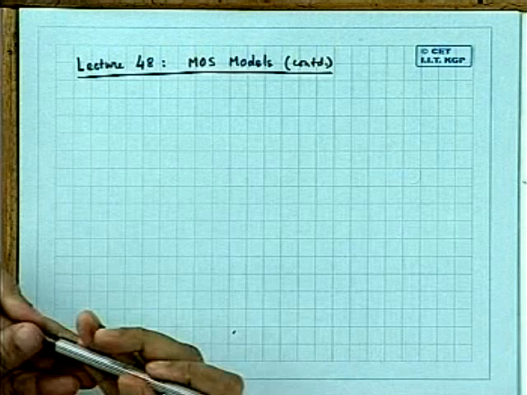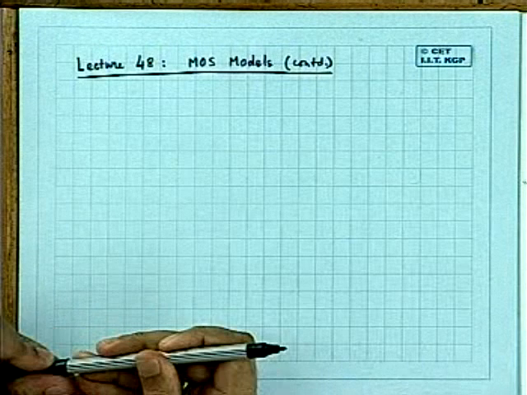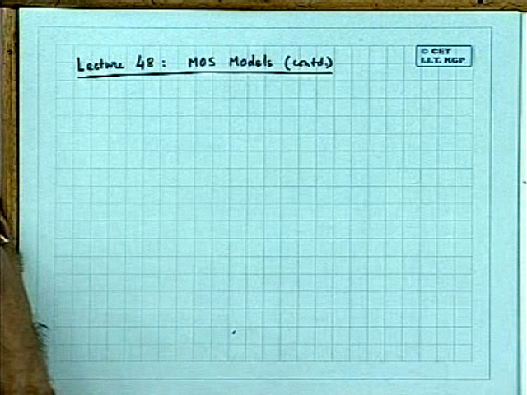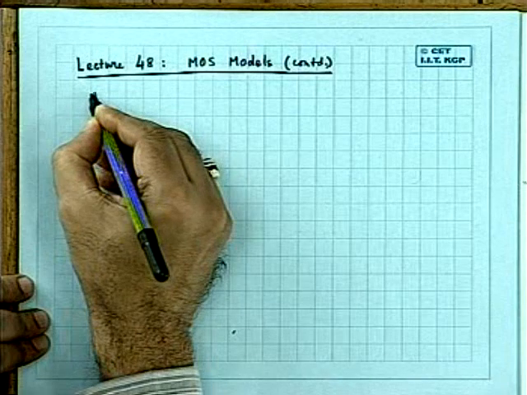Now consider how the level 2 models are gradually made more and more accurate. This is the basic model, the basic level 2, whatever I have discussed. Now certain further modifications are incorporated to make level 2 more perfect.